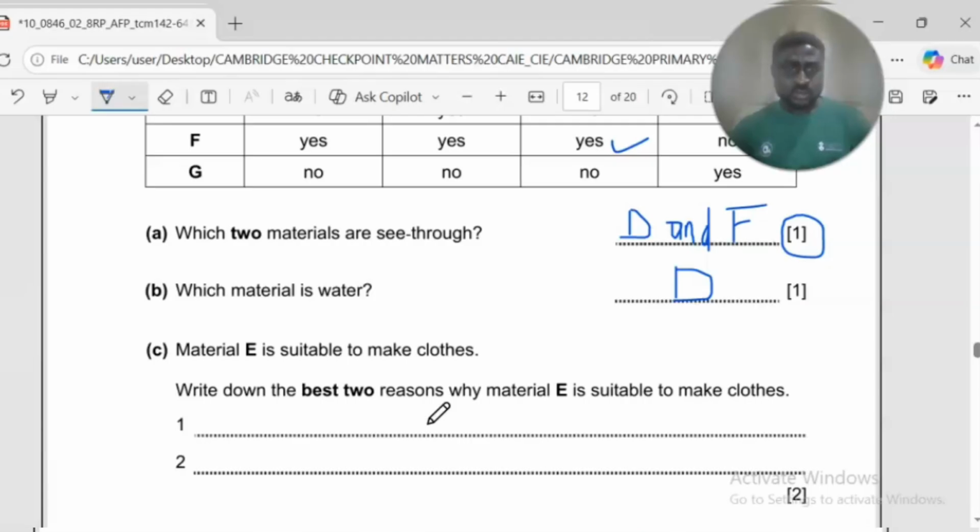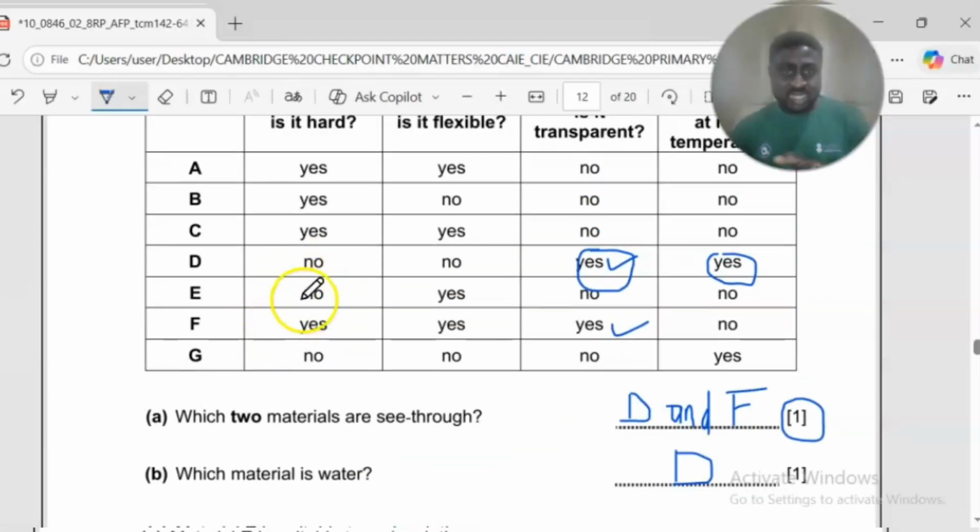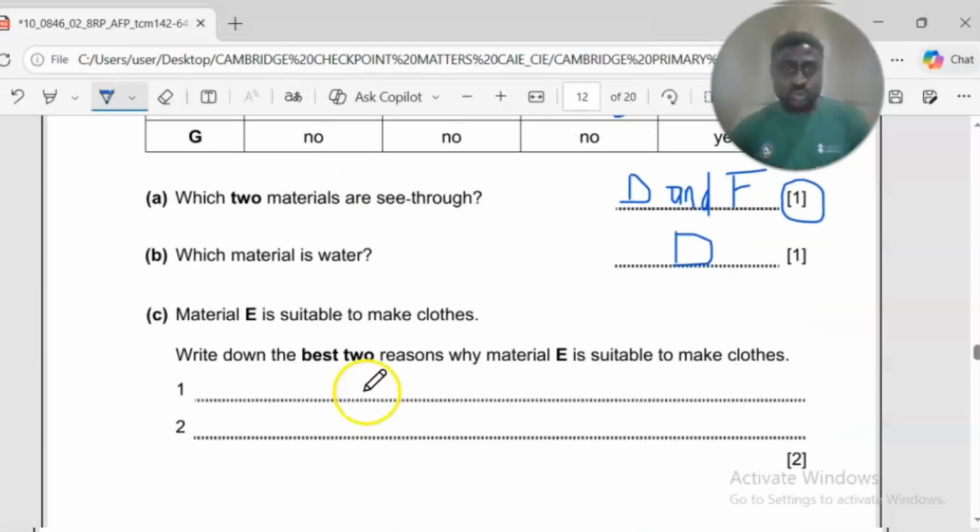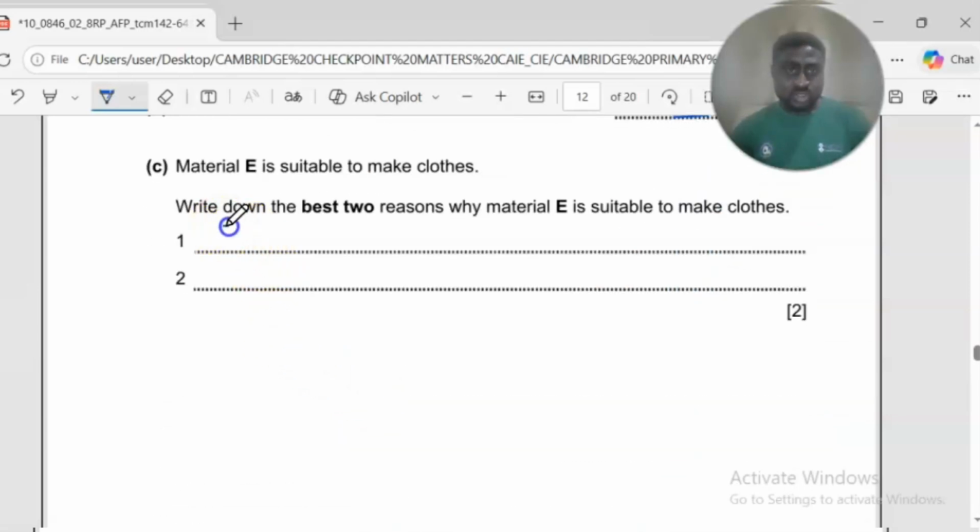Let's read on. Write down the best two reasons why material E is suitable to make clothes. Number one is that, look at it, is it hard? It is not hard. So you can say it is not hard. Or you can say it is soft, so that it can be made into clothing or textile materials.